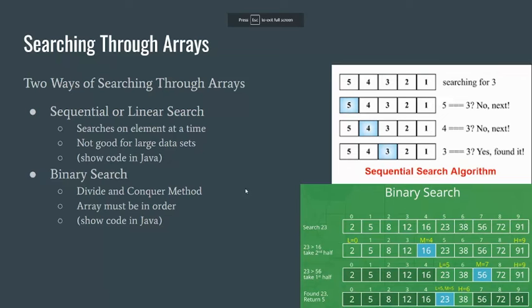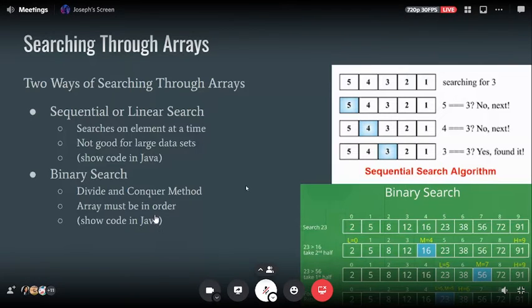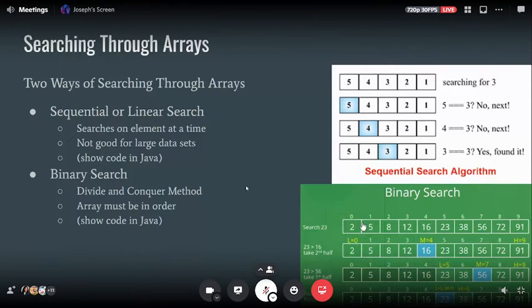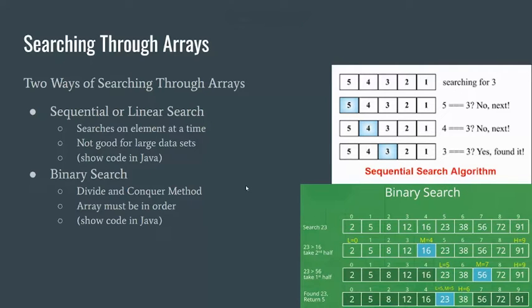Back to here. A binary search, on the other hand, is basically a divide and conquer method. If you were looking for a word in a dictionary, how would you look for it? Would you start at A? Let's say you have the word "search." You wouldn't look at every word that starts with the letter A, then every word that starts with B, C, and D.